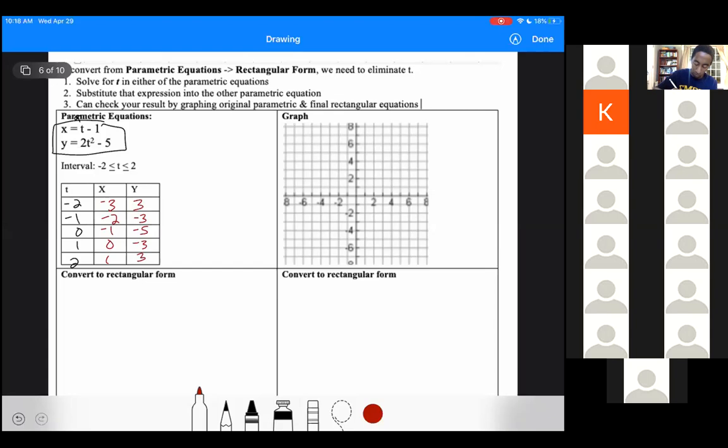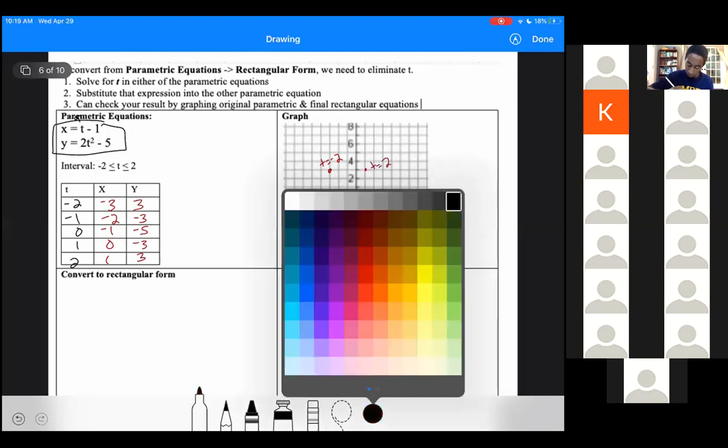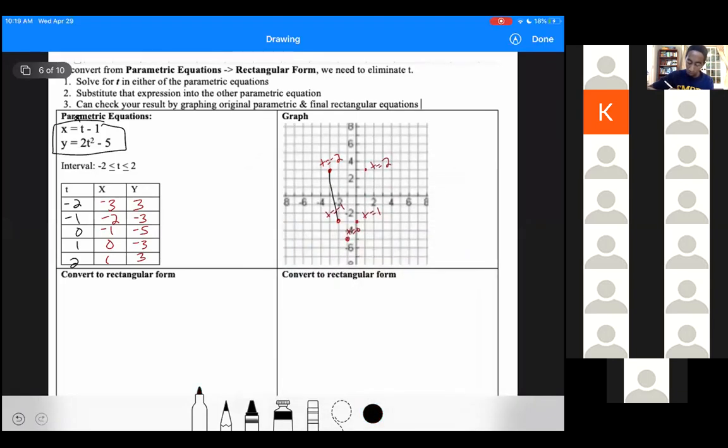So let me just graph those. -3, 3, t equals -2. -2, -3. And keep in mind when you graph a parametric, you do want to include the parameter t equals on the graph for each point. And then when you connect them, keep in mind that you're supposed to add the direction component, like so.